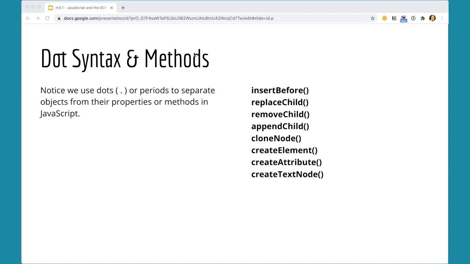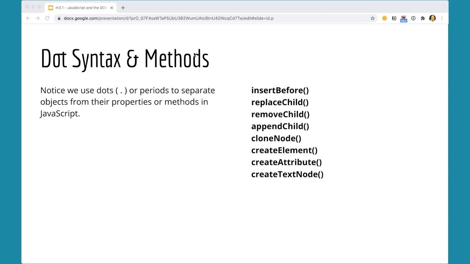Insert before. We can create an element and insert it before another element. We can replace a child. We could say, take this child out of here, remove a child, append a child. We can add a new paragraph to the end of a div or something like that. Clone a node. We could take an entire div with all its contents and clone it and add it to the page somewhere else. We can create an element. We can create attributes. We can create a text node.